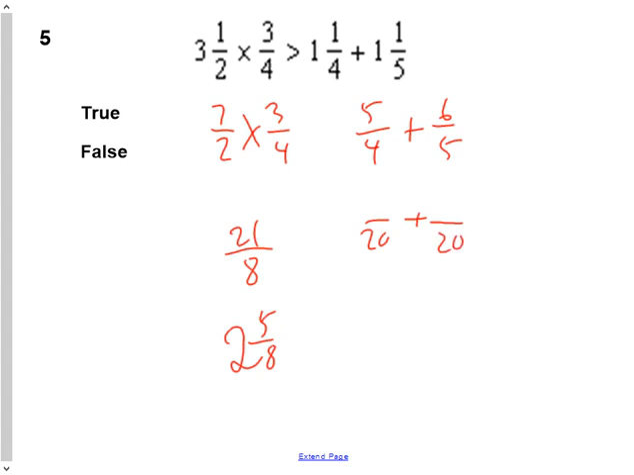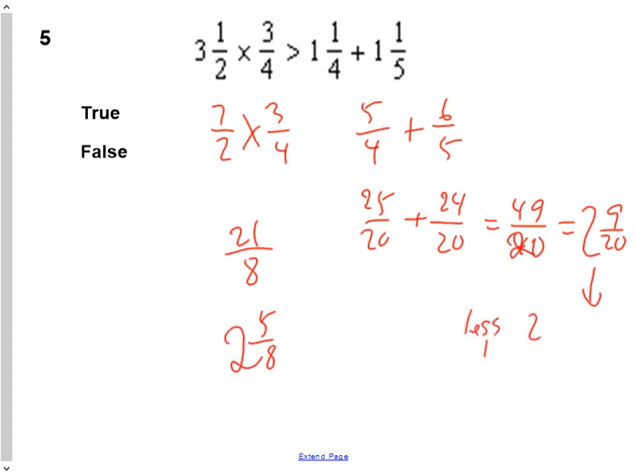You know how I like to always work with improper fractions. I get 25/20 as an improper fraction. I get 24/20. I get 49/20, which is 2 and 9/20. This is a little bit less than 2.5.